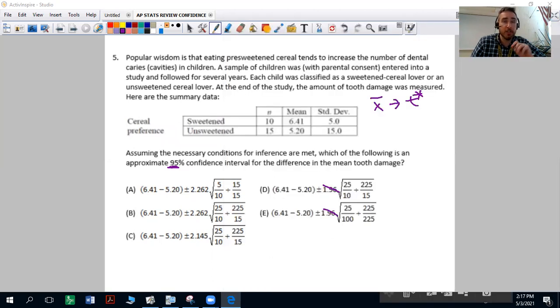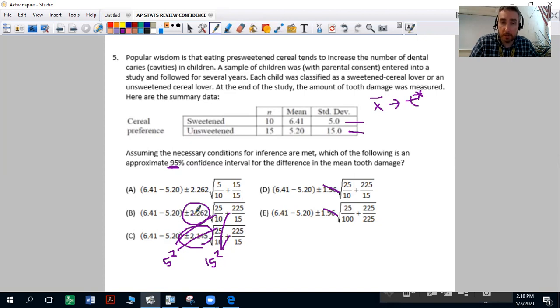Let's look at our standard deviations. They're 5 and 15. So it's not going to be 5 and 15 without doing anything. It's going to be 5 squared and 15 squared. Well, that's going to give you 25 and 225. So we know it's going to be one of these two down here. So it's really a matter of what is going to be your critical value.